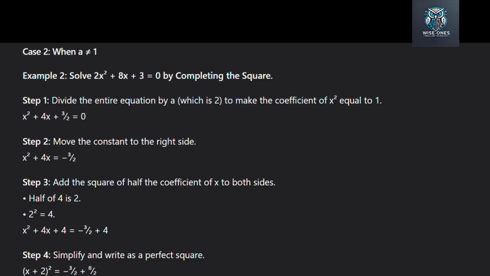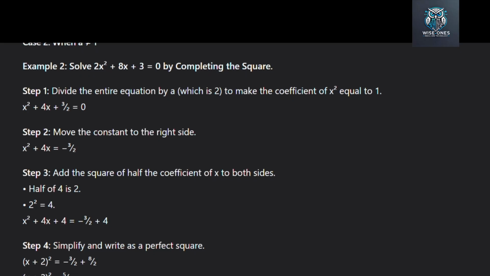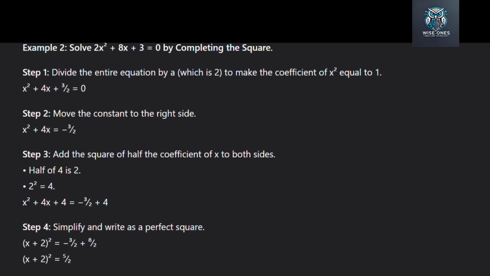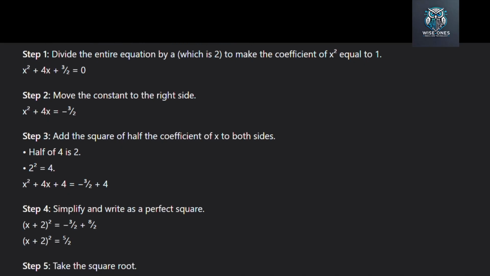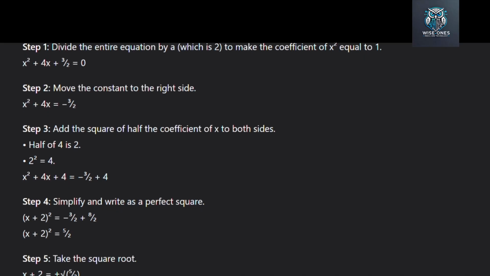Step 3. Add the square of half the coefficient of x to both sides. The coefficient of x is 4. Half of 4 is 2. 2 squared is 4. We add 4 to both sides. So we write x squared plus 4x plus 4 equals negative 3 halves plus 4.